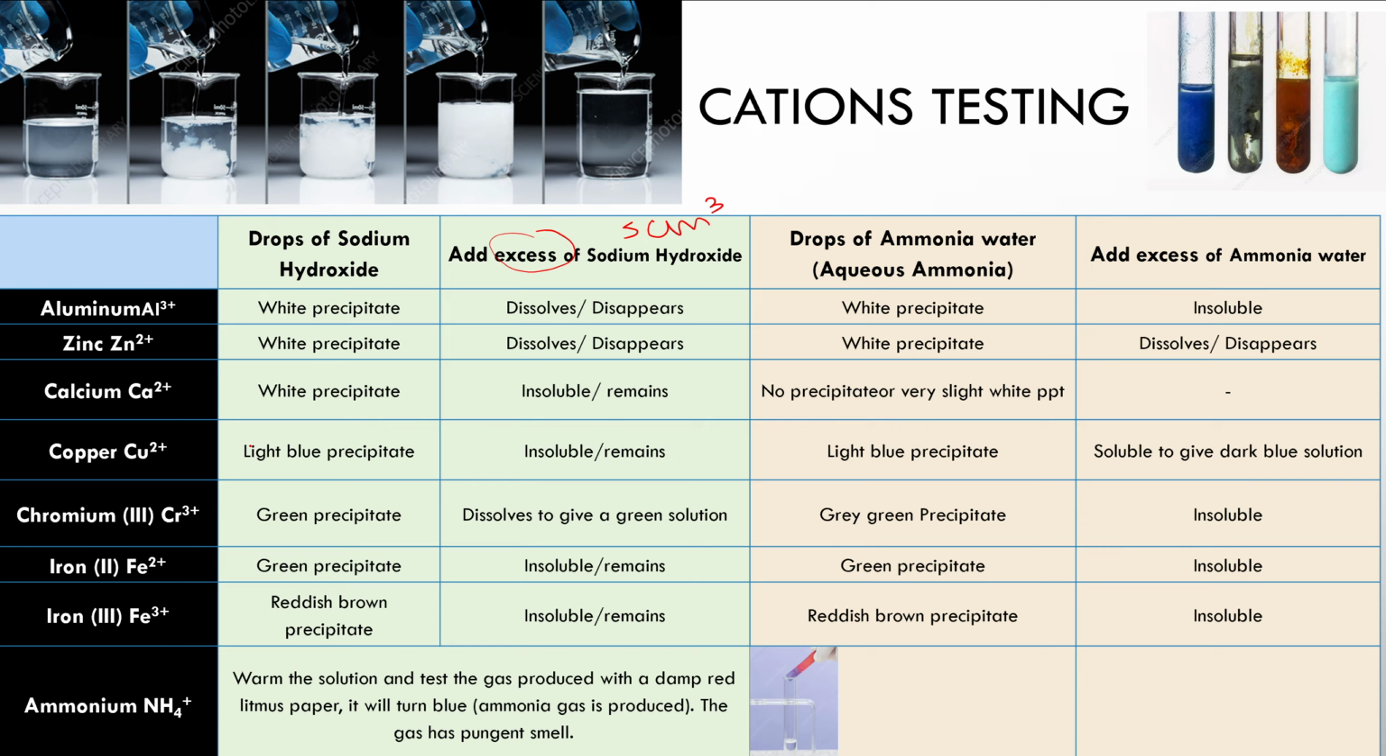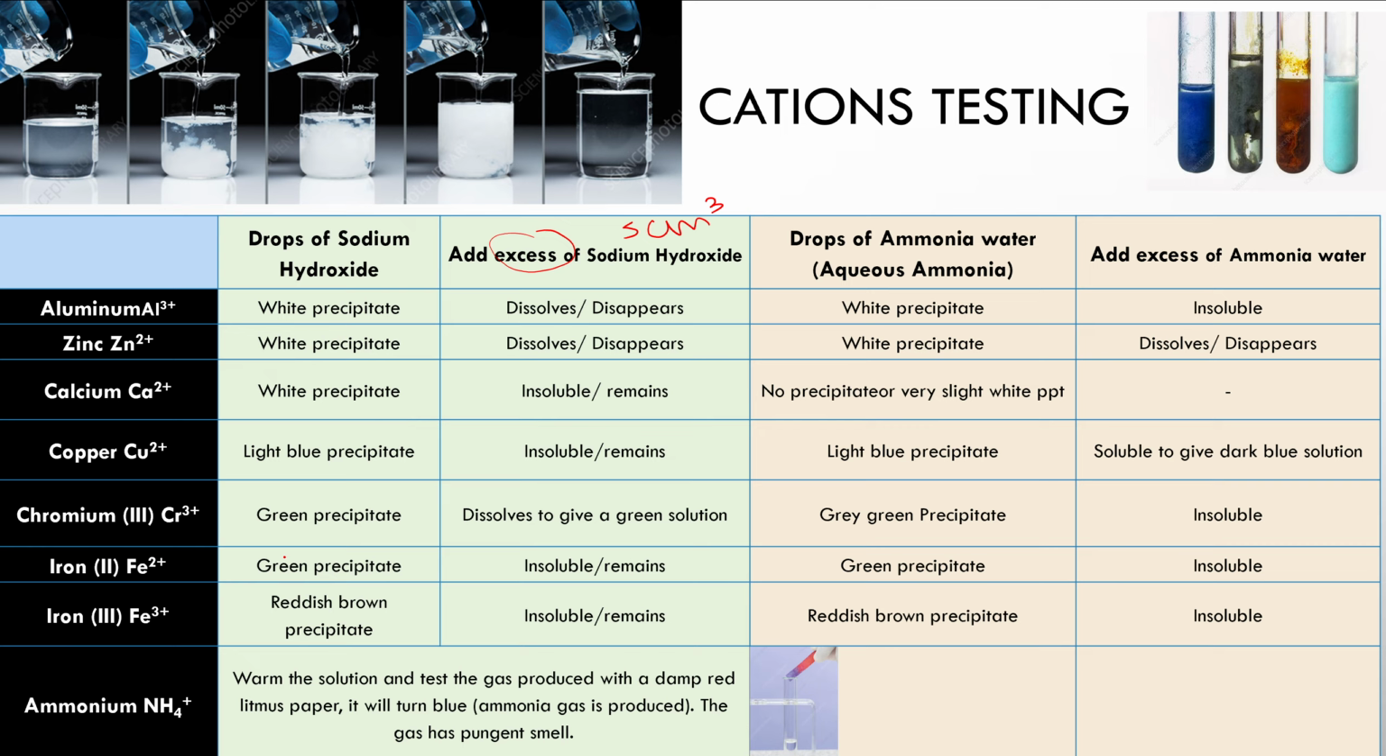Copper gives me a light blue precipitate upon adding drops of sodium hydroxide. Remember that the ions of copper 2 in aqueous solutions are either blue or blue-green. This is why the precipitate is the same color as the aqueous ions. So if I have a solution of copper 2, assume that it is blue, just like the color of the precipitate, which is light blue. And the precipitate will remain upon adding excess, it will not dissolve.